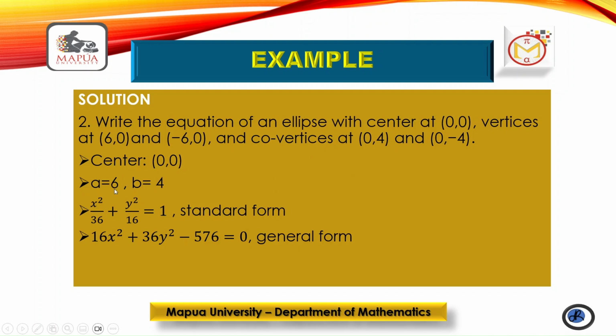So we can say that a is 6 and b is 4 because this is the distance from the center at (0, 0). This is our standard form, x squared over a squared plus y squared over b squared equals 1 when the center is at (0, 0). Simplifying by multiplying by the product of 36 and 16, we have the general form 16x squared plus 36y squared minus 576, because this is the product of 36 and 16. So this is our general form.